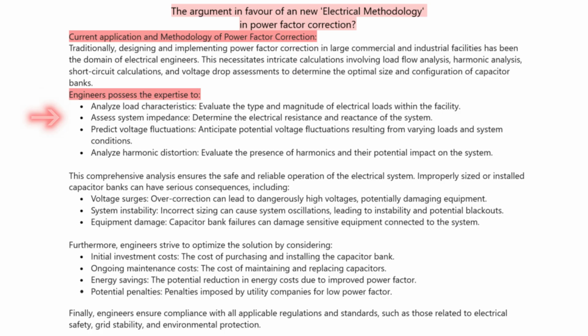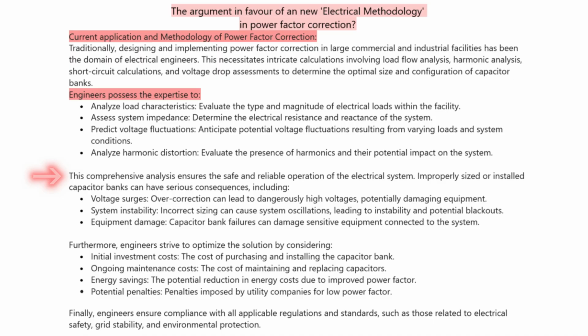assess system impedance, determine the electrical resistance and reactance of the system, predict voltage fluctuations, anticipate potential voltage fluctuations resulting from varying loads and system conditions, and analyze harmonic distortion, evaluate the presence of harmonics and their potential impact on the system. This comprehensive analysis ensures the safe and reliable operation of the electrical system.